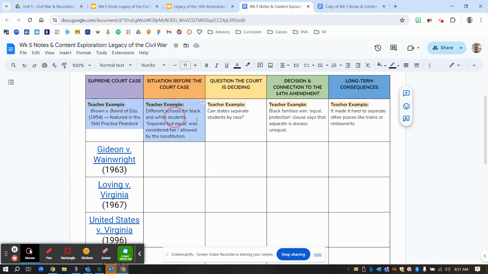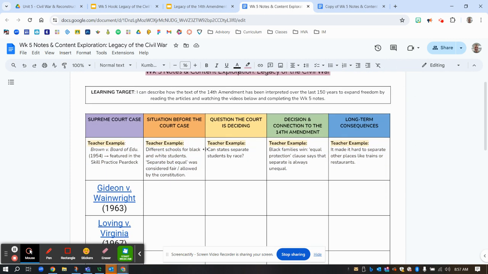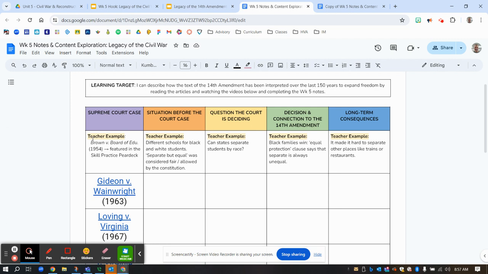So here's a teacher example for your content exploration. This is your week 5 notes and content exploration. And you can see a teacher example looking at the case Brown versus Board of Education, which we talked a little bit about in the Pear Deck yesterday. And so what you're doing is you're going to be exploring content to answer these questions.